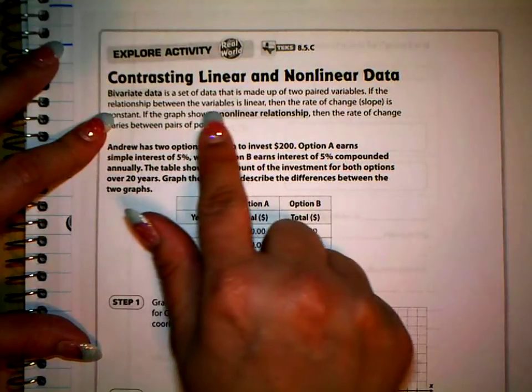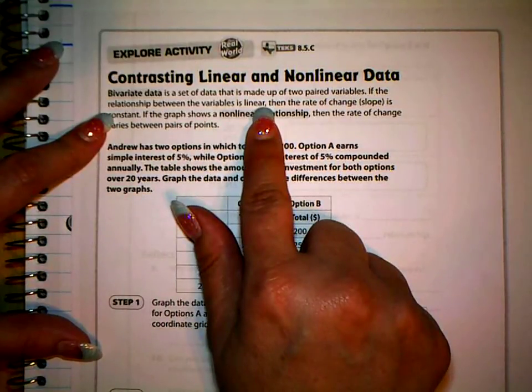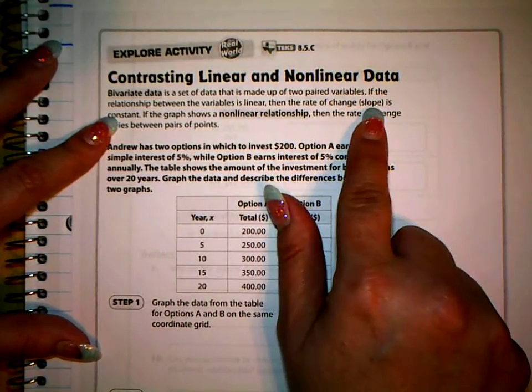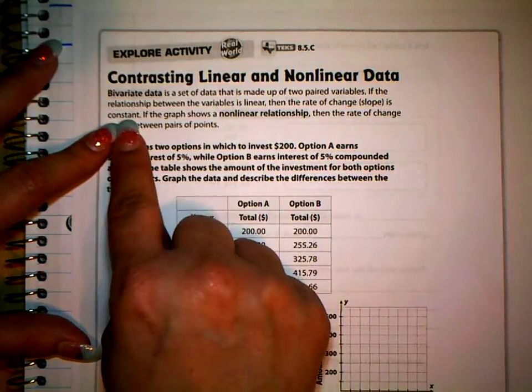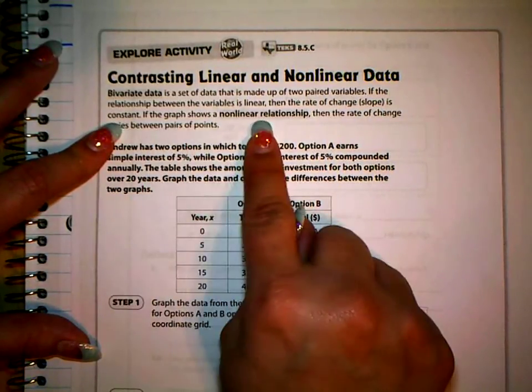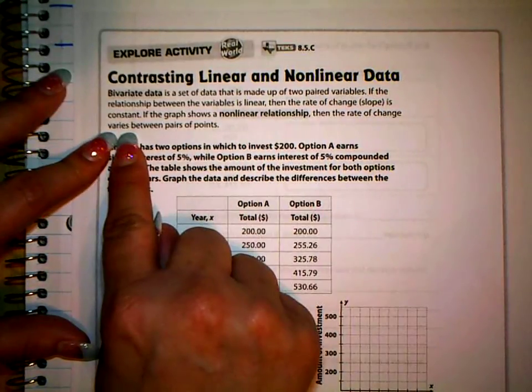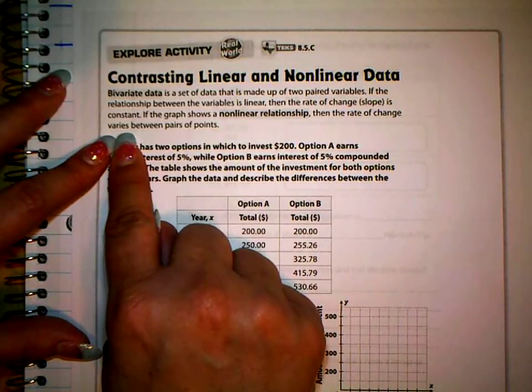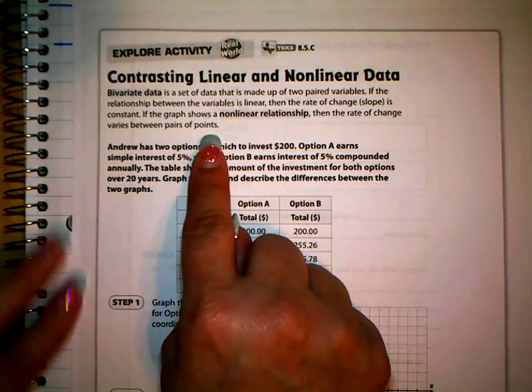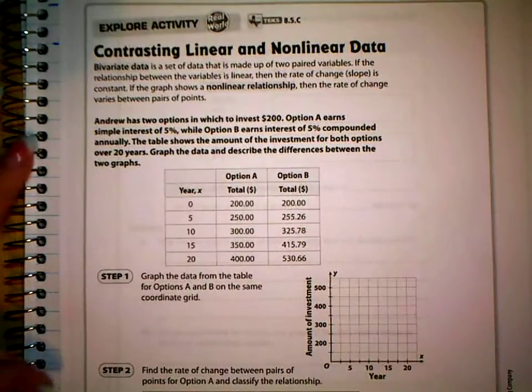If the relationship between the variables is linear, then the rate of change, or the slope, is constant. If it shows a nonlinear relationship, then that rate of change changes. It's not constant between pairs of points. And they give us a problem to look at.